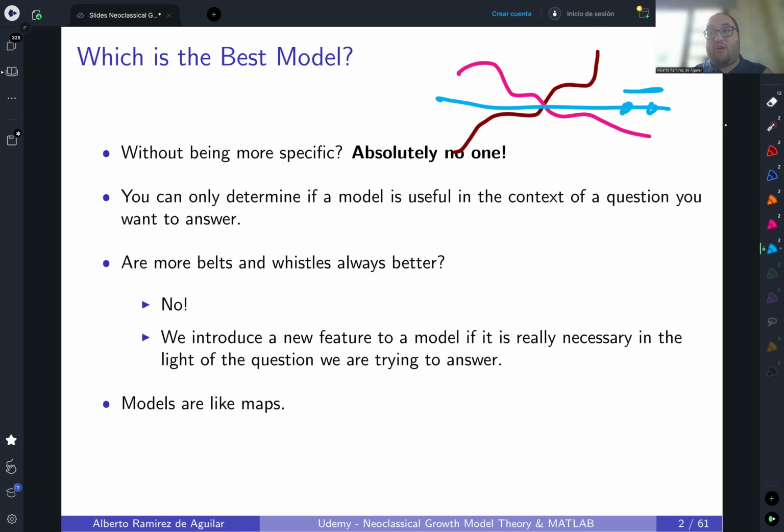And again, I hope by the end of this lecture and this course, you understand under which situations using the neoclassical growth model is correct and when it is not correct, and also how to solve it in MATLAB. So I hope you enjoy the course, and the following lectures will be on the neoclassical growth model.